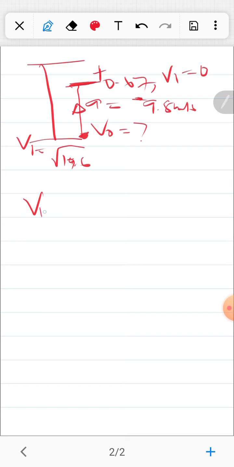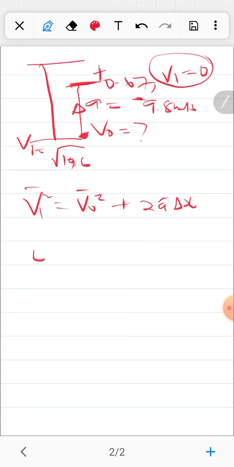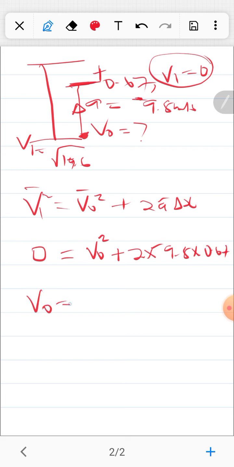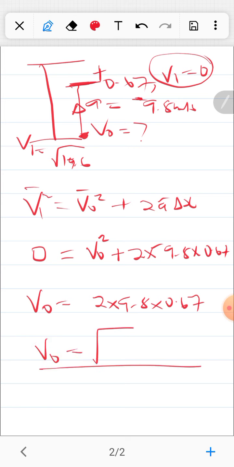So I'm going to use the same formula, v1 squared equals v0 squared plus 2a delta x. v1 at this position is 0 because anything that you toss upwards momentarily stops before it starts falling back down. v0 is what I'm looking for. This is 2 times negative 9.8 times 0.67. So I can rearrange this and v0 would be the square root of 2 times 9.8 times 0.67. You guys can do that too.